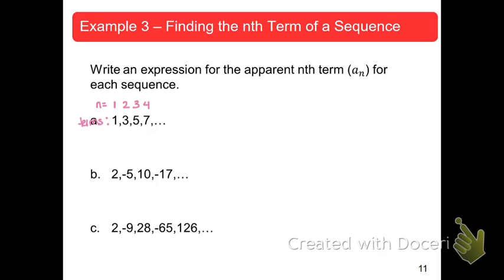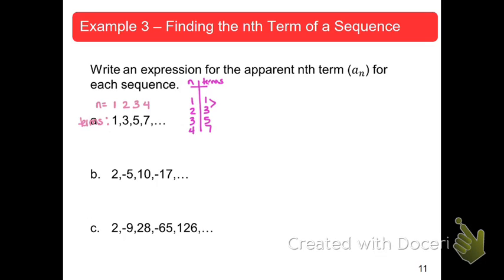Alright, so if you're going to use a table, I'm going to go ahead and write a T table like we're used to seeing. And so I'm going to skip a little space. I'm going to put my n's over here. I'm going to put my terms over here. So let's see, my n's are 1, 2, 3, 4. And those terms are 1, 3, 5, 7.